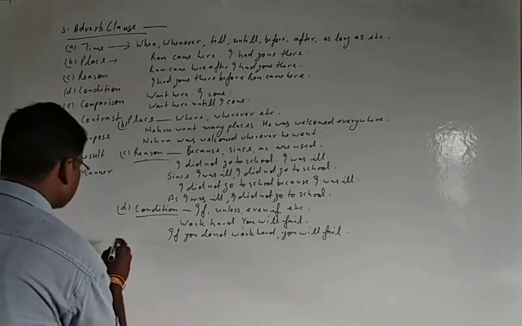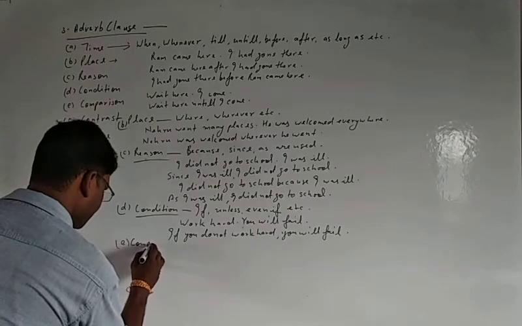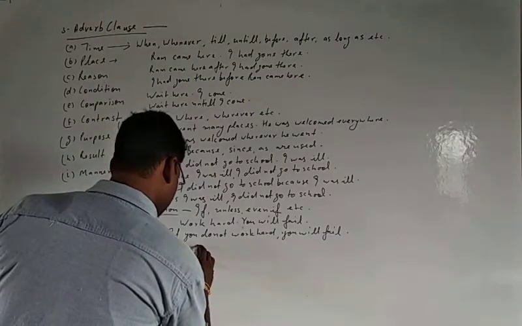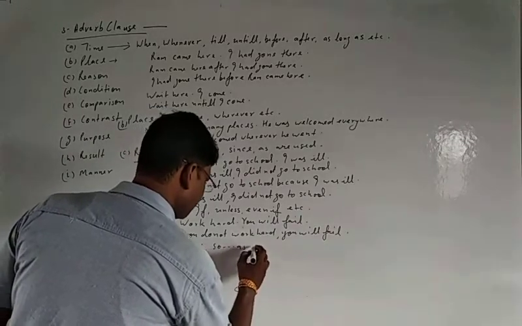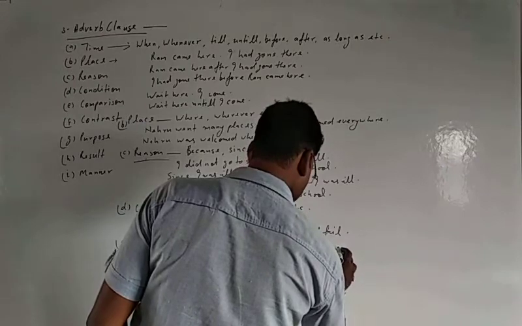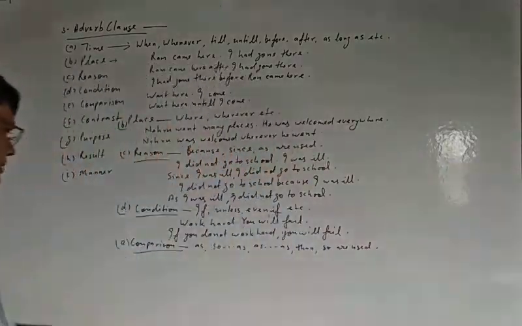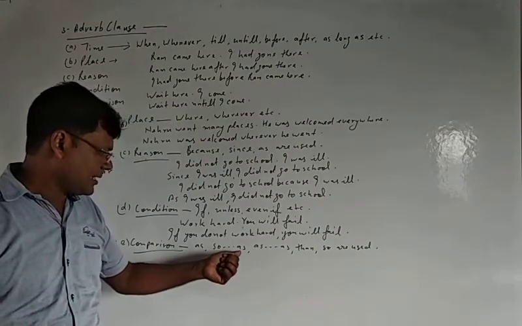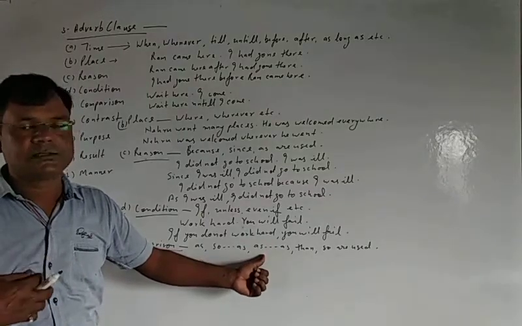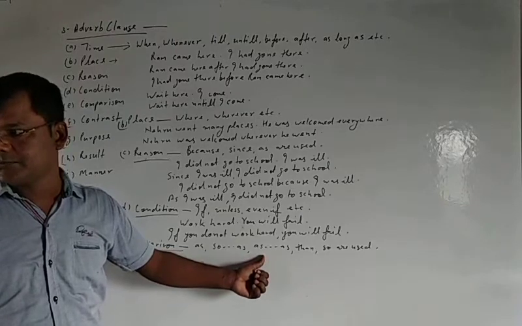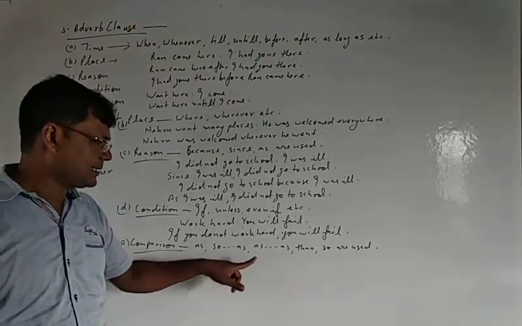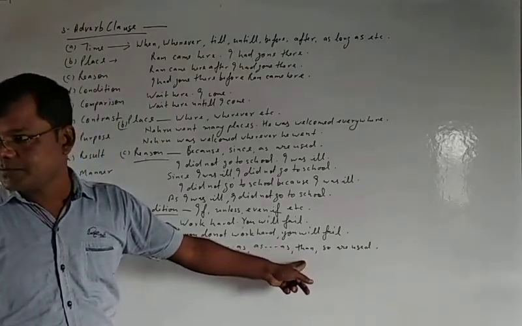Next is comparison. In comparison, so dot dot as and as dot dot as, then and so are used. As it is clear here, so dot dot as and as dot dot as are used in positive degree. As you have read in your high school syllabus about degrees, positive, comparative and superlative degrees. They are three. So in positive degree, so dot dot as and as dot dot as are used. Then is used in comparative degree. Clear?